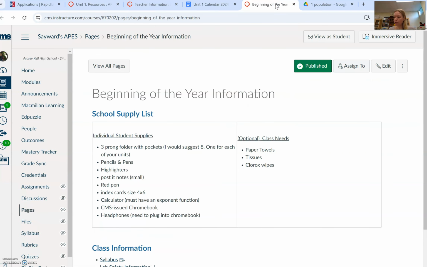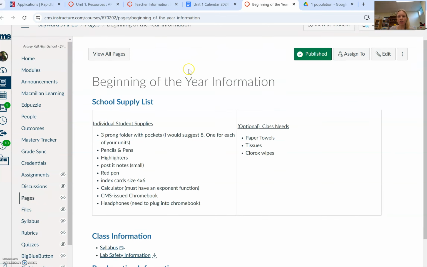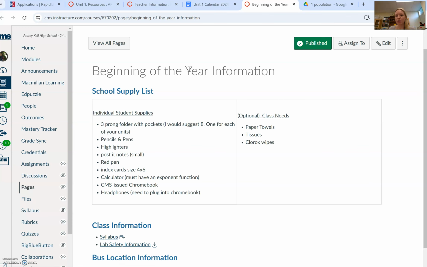The other piece of information that might be helpful at this point in time are the class supplies. So on my Canvas page, there is a spot that's labeled beginning of the year information, and you will find all of the recommended supply lists here. Students are not supposed to have a 3-ring binder this year, so we've recommended using the 3-prong folders and using that as their organizational system.